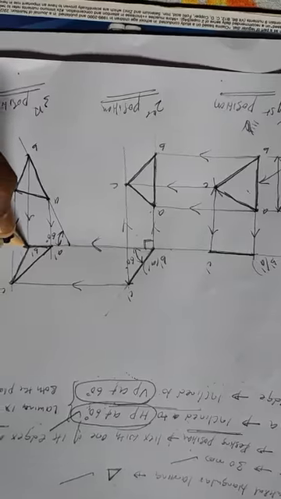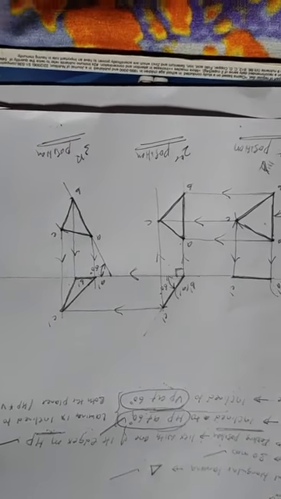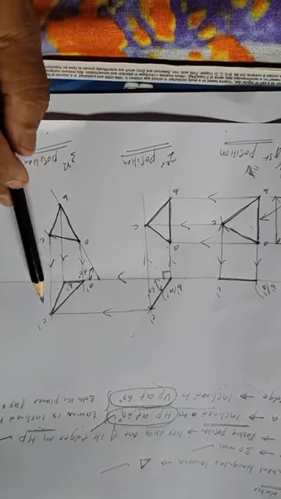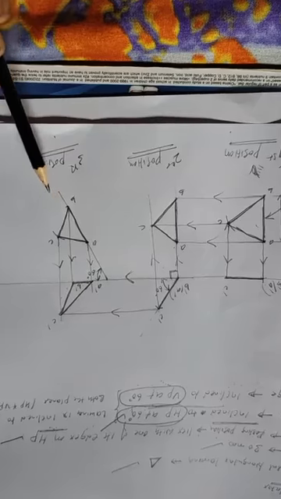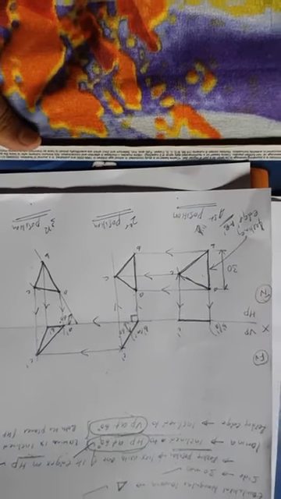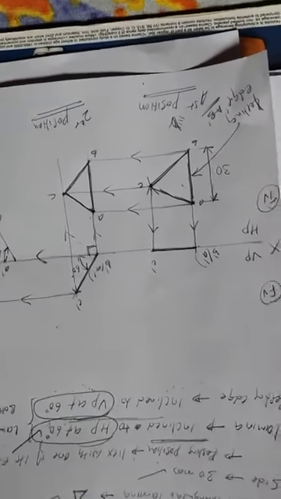Now this is the third position of the lamina. The lamina is inclined to both the planes. Again, we will not get the true shape and size in either the front view or the top view. This is called the three position method.